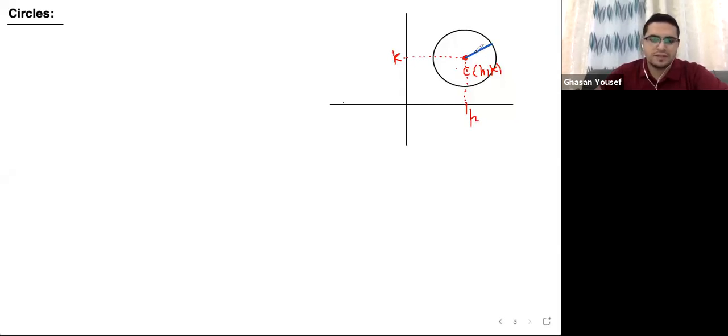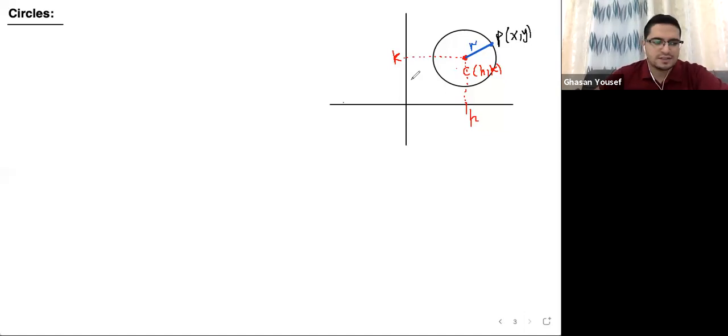Now the blue one is the radius. The blue line is the radius. The radius is from the center until this point. This point, I'm gonna call it P, is x comma y.